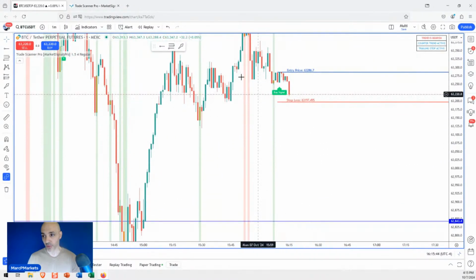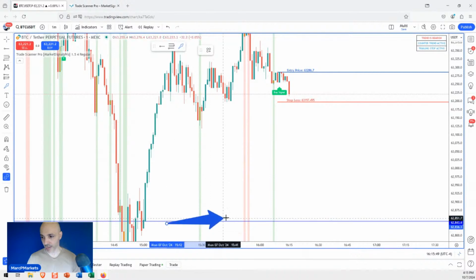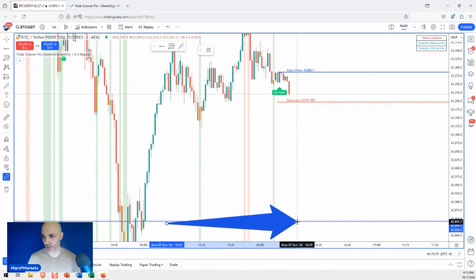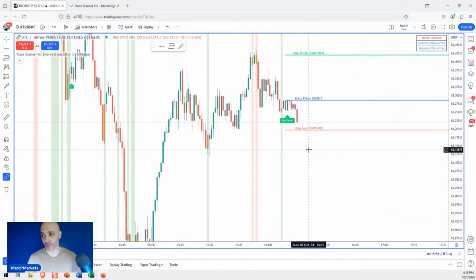So the ideal long would be here, all the way here at the bottom here, right? This is the ideal location for a long, not up here. But I took the trade up there because there was a signal and I wanted to work on the side of the trend.